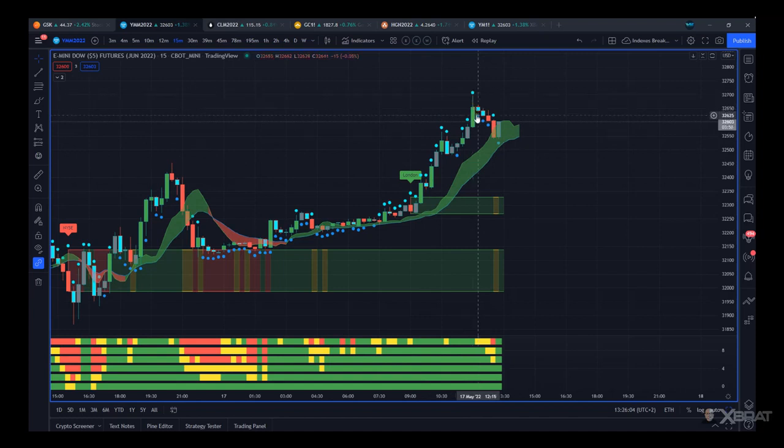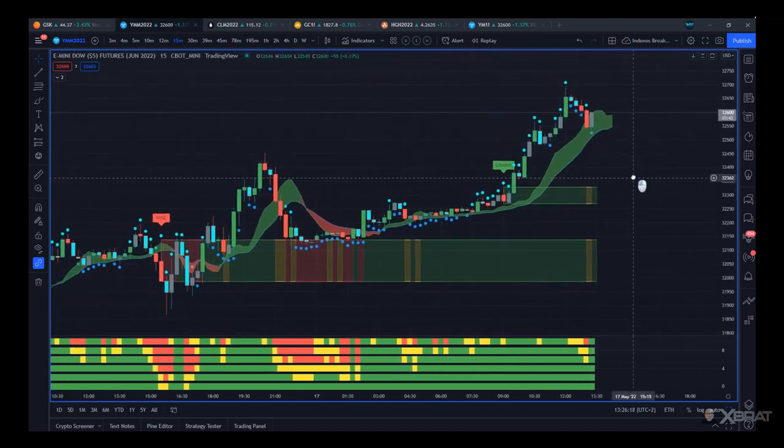Even though we've had this pullback and most people would panic, these are lower than average volume. We do get one higher than average volume down candle, but then we're recovering straight back up with an up candle, and then the manager is keeping us in the trade. So that's one example. Let's have a look at another.